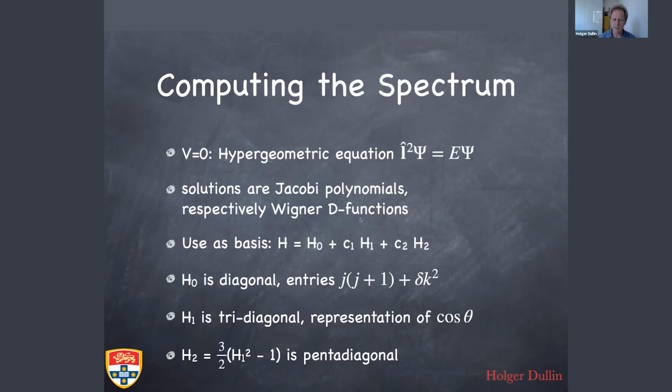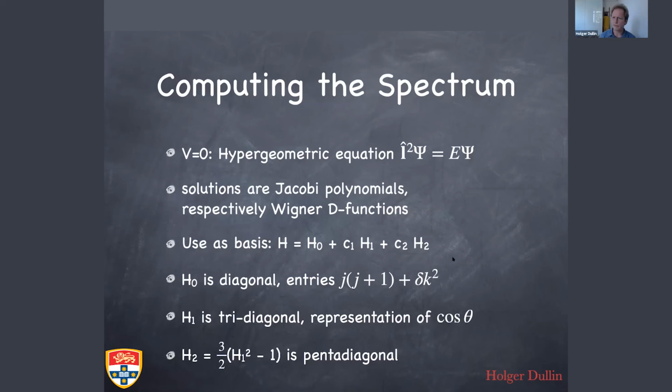So use this as a basis. And then your H0, that's the L squared, is just diagonal in that basis. And the eigenvalues are J times (J plus 1). So you get a diagonal matrix with these entries. And the diagonal is shifted by K squared, but K is a constant. And that's why we tended to ignore that term, right?